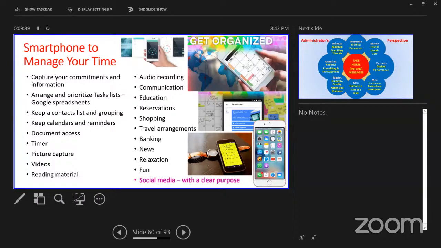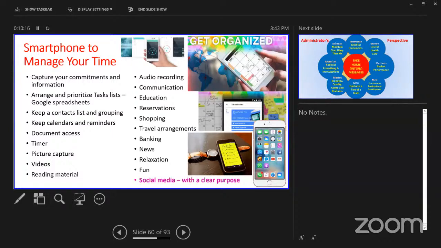You can capture your commitments, arrange and prioritize your tasks, and use contact lists and grouping, calendars, reminders, and document access. For example, you can store some of the guidelines in your phone itself so you can easily access those documents. Also timers, alarms, picture captures, videos, and WhatsApp. There may be a lot of WhatsApp groups among your consultant and other staff members for reading materials and audio recordings. There are a lot of things you can use a smartphone for to manage your time.